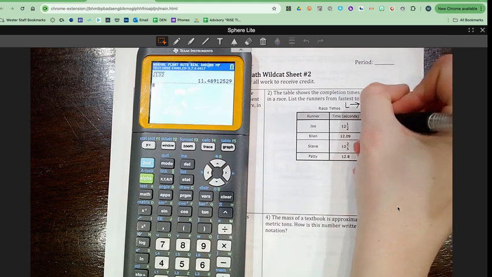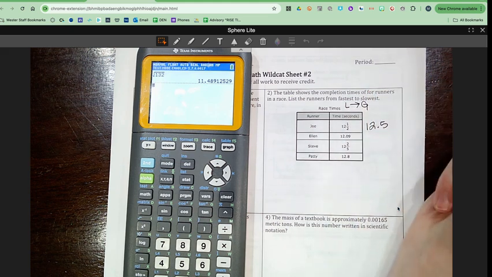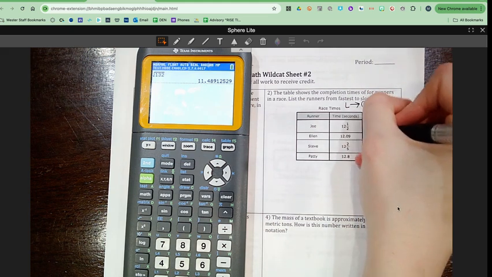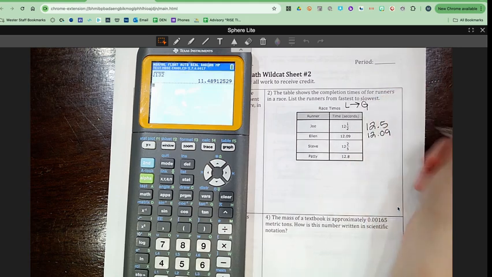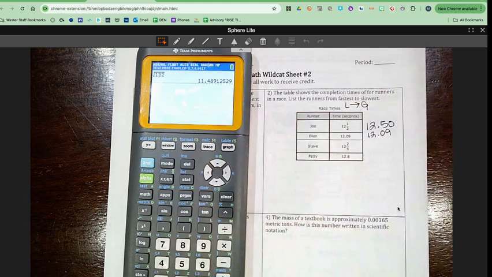So 12 and 1/2, well, I know 1/2 is a decimal of 0.5. And then I have 12.09. That was already a decimal. I'm going to add a 0 to that 0.5 so that it goes out to the same place value.